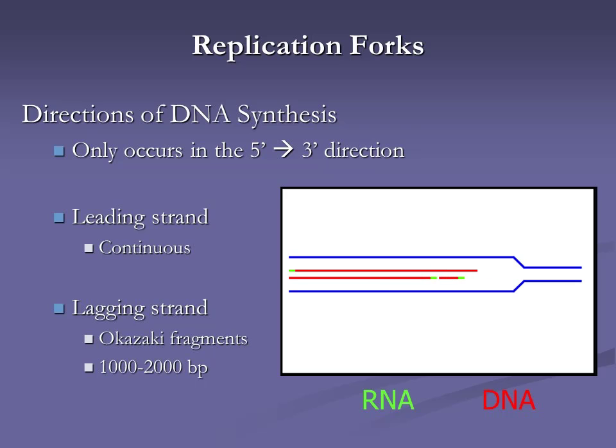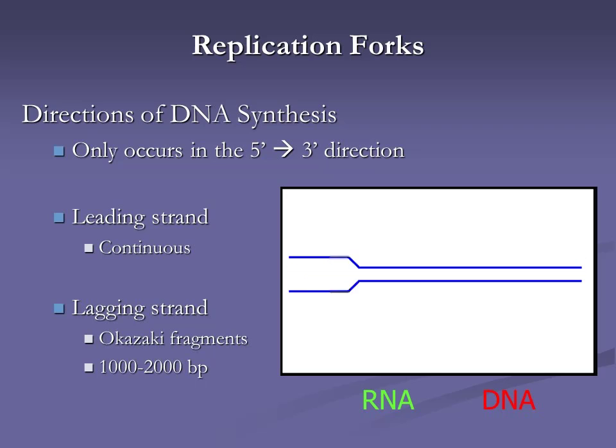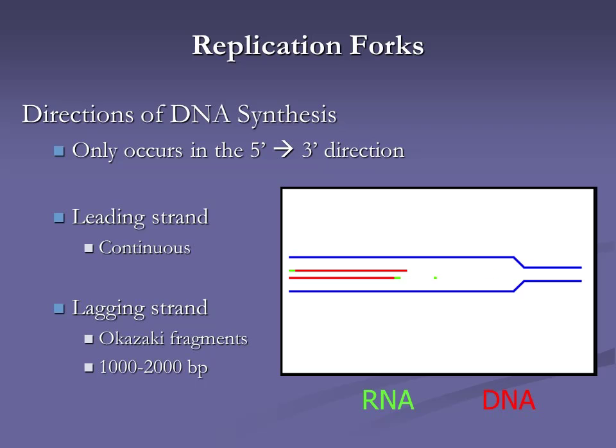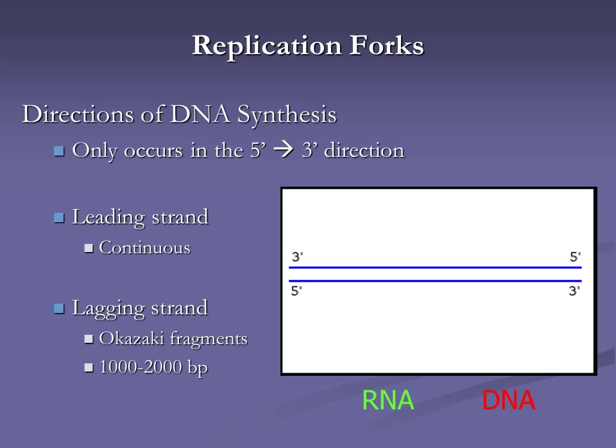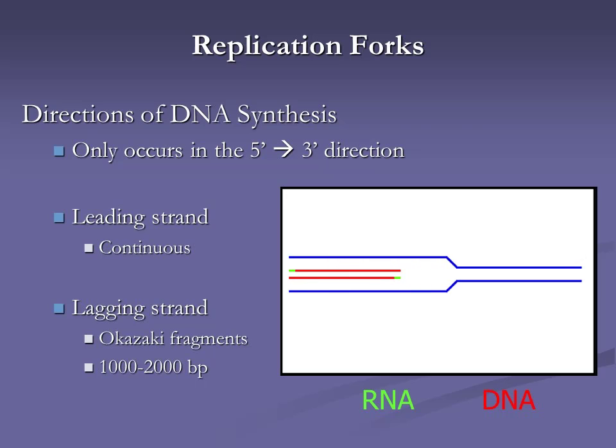Notice we have one strand at the top that is forming just in one continuous long red line. Do you see that? Because if you notice, we're synthesizing the new strand in the direction in which we're unzipping the DNA. So it's just moving along following helicase, helicase being the enzyme that unzips.